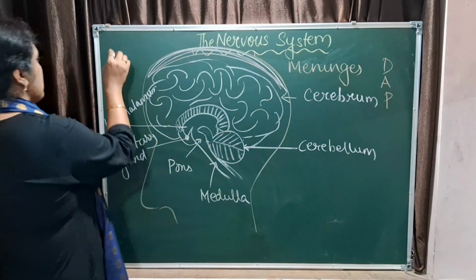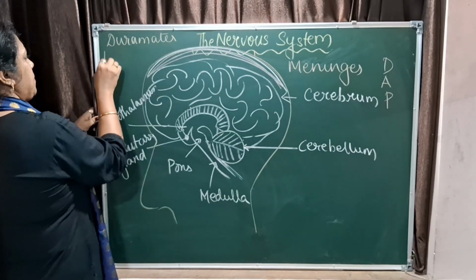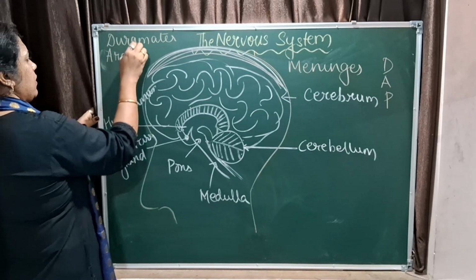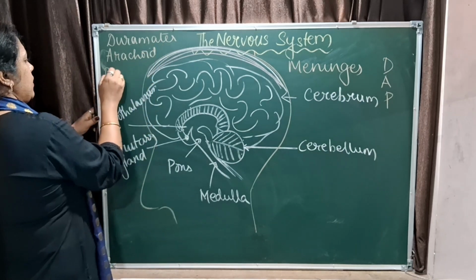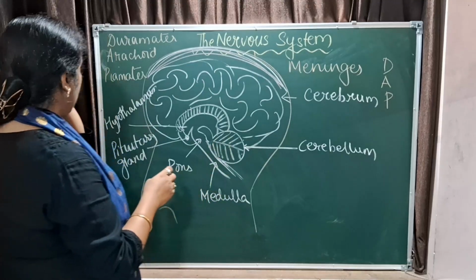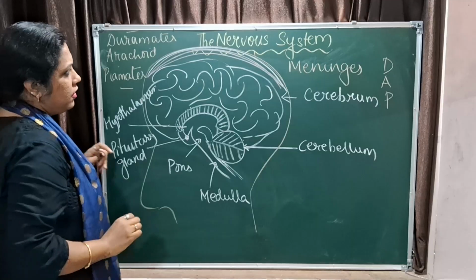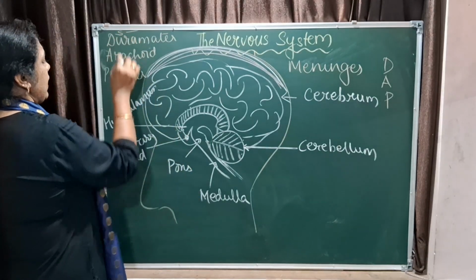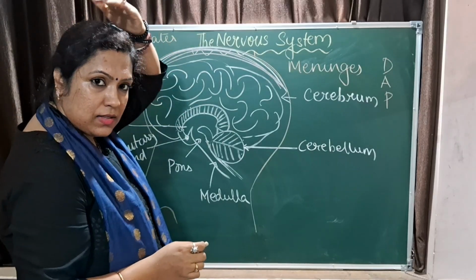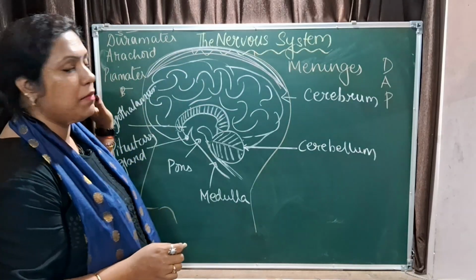Okay, what are the meninges? It's dura mater, arachnoid and pia mater. Okay, remember these, DAP, so you will remember the order of your meninges. So here you have skull and here you have brain. So this is the order in which you have your head: the cranium, the skull, and then you have dura mater, arachnoid and pia mater.